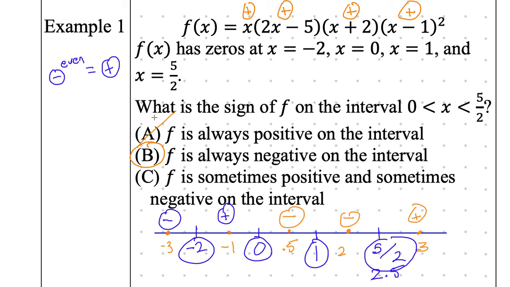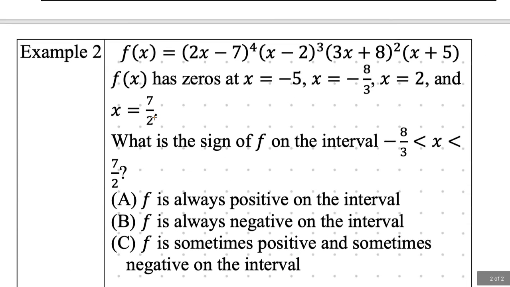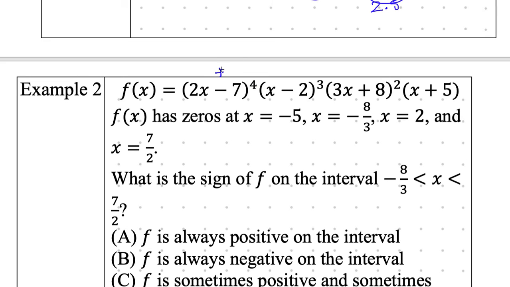Let's try another, slightly harder problem. Notice that if I ever have an even power, then my answer must always be negative or positive. Anything to an even power is always, always, always positive.